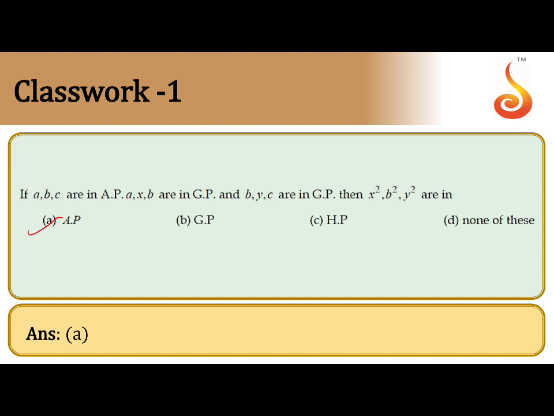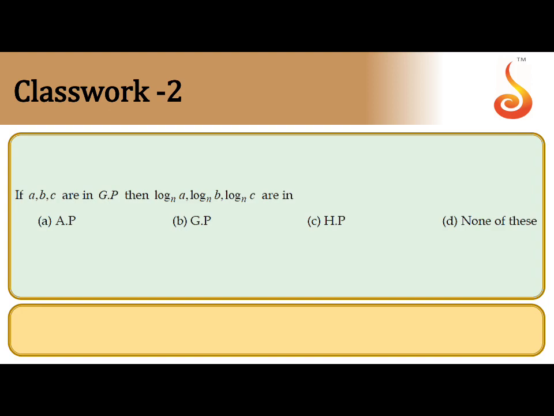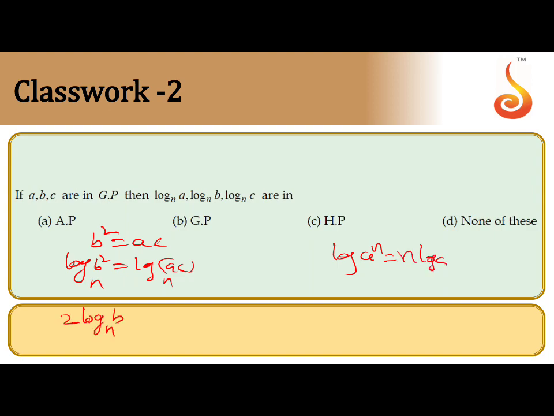Next question. If a, b, c are in GP, then the values of log a, log b, log c are in what, they are asking. So a, b, c are in GP means b square equals ac. Apply log on both sides with base n. We have one property in logarithms: log a to the power n is n log a. So like this, log b square is 2 log b, and log ac can act as log a plus log c with the same base. So now this is also in the form of 2b equals a plus c.